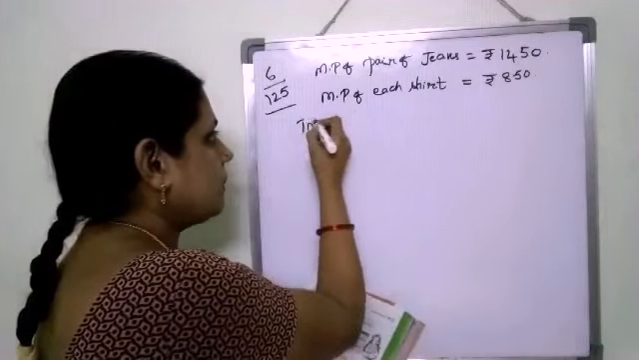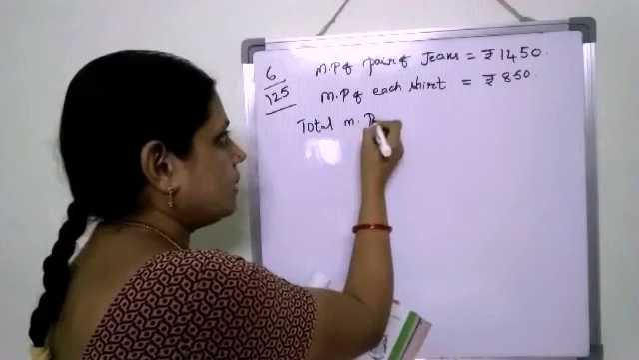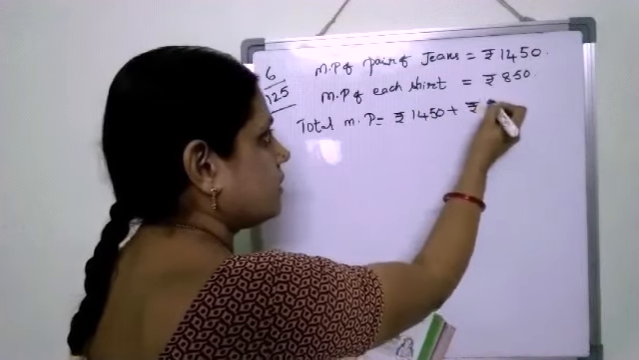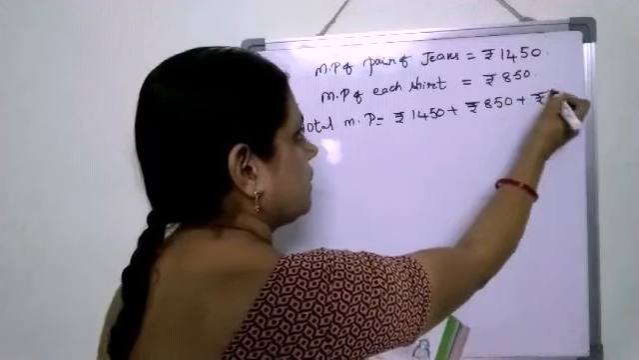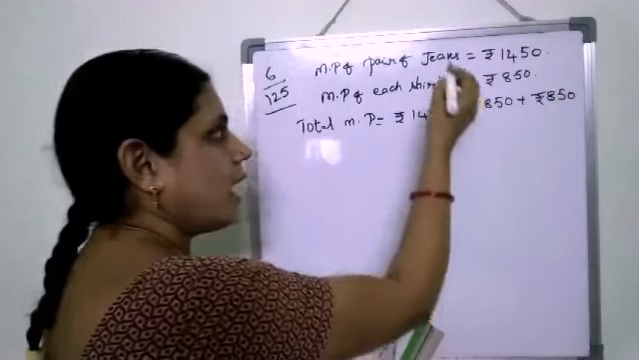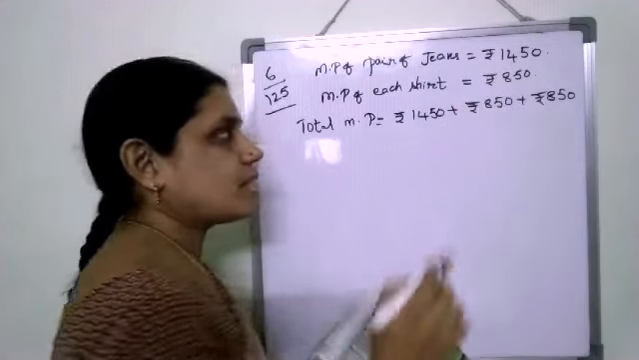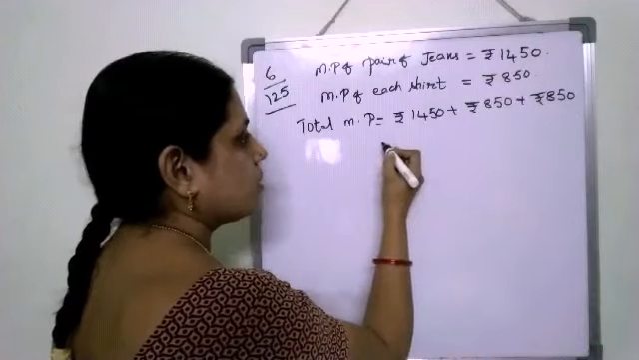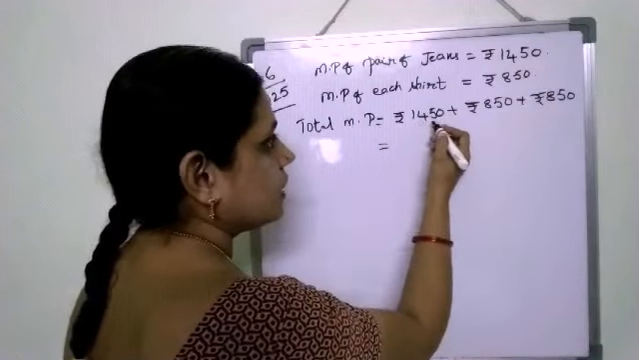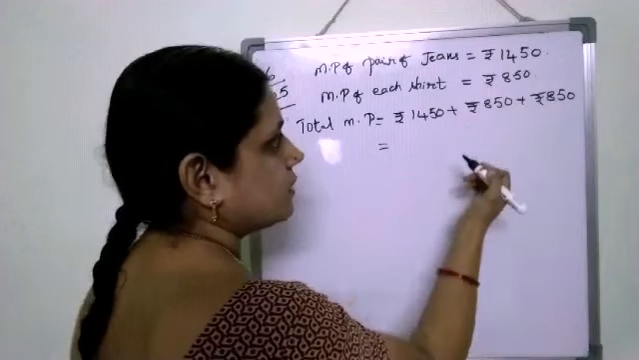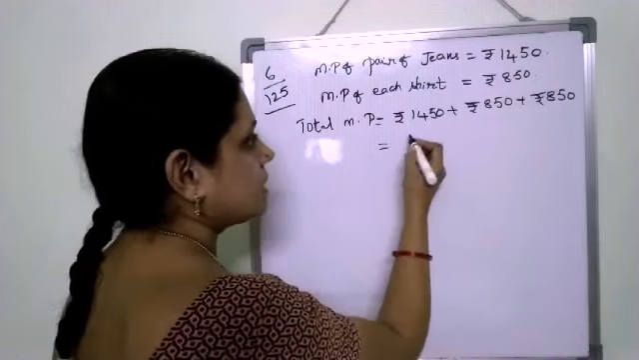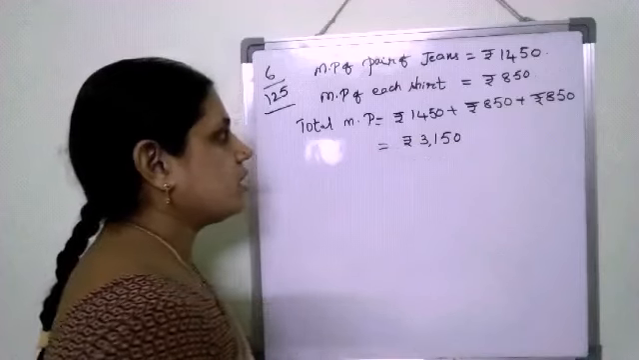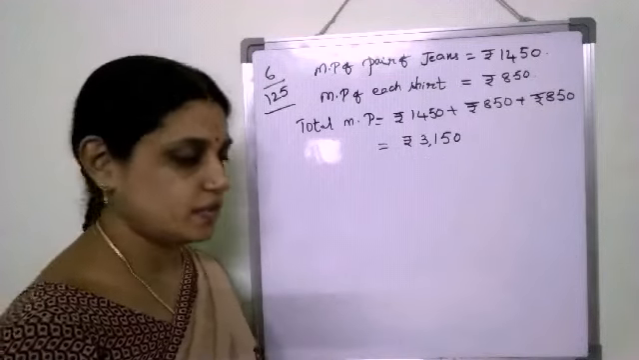So what is the total MP? Total MP equal to 1450 rupees plus 850 plus 850. Why is it like that? Two shirts he bought and each shirt's market price is 850 rupees, so two shirts, that's why we added two times. Okay. So now by adding everything, 850 plus 850 is 1700. So 17 plus 14 is 3150 rupees. So the total MP is 3150 rupees.